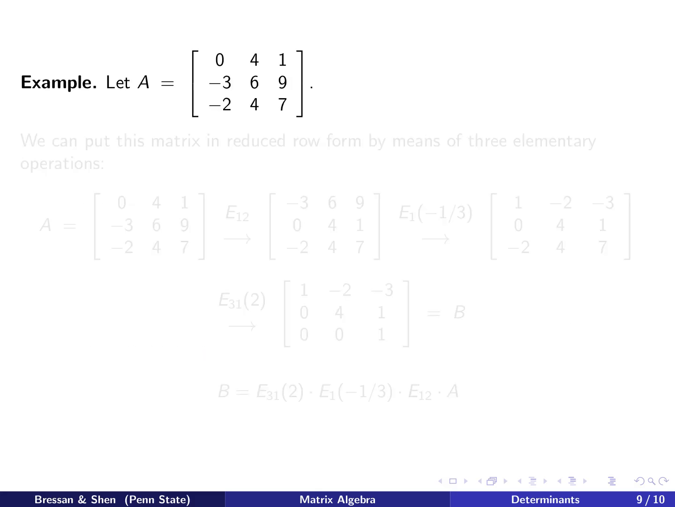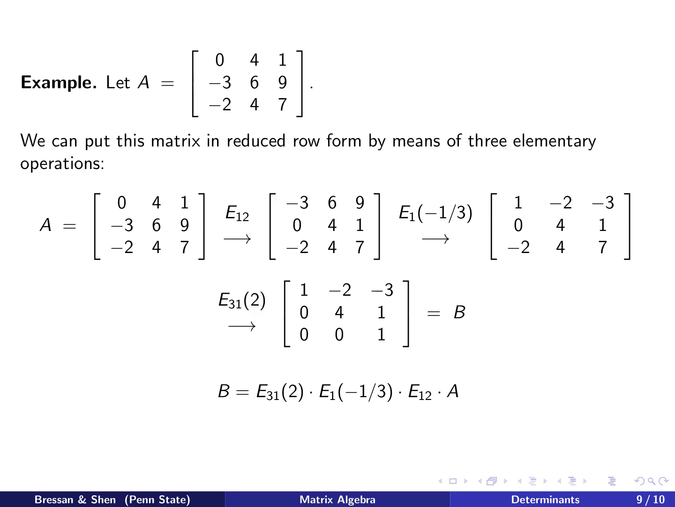Okay, so now we're going to take an example. We consider an A matrix, a 3 by 3, like this. Now we will go through elementary row operations to put this matrix into reduced row form. So we'll do the following. Looking at the A matrix, there is a 0 here, so we will switch the first row with the second row. So E12, and then we get a matrix like this.